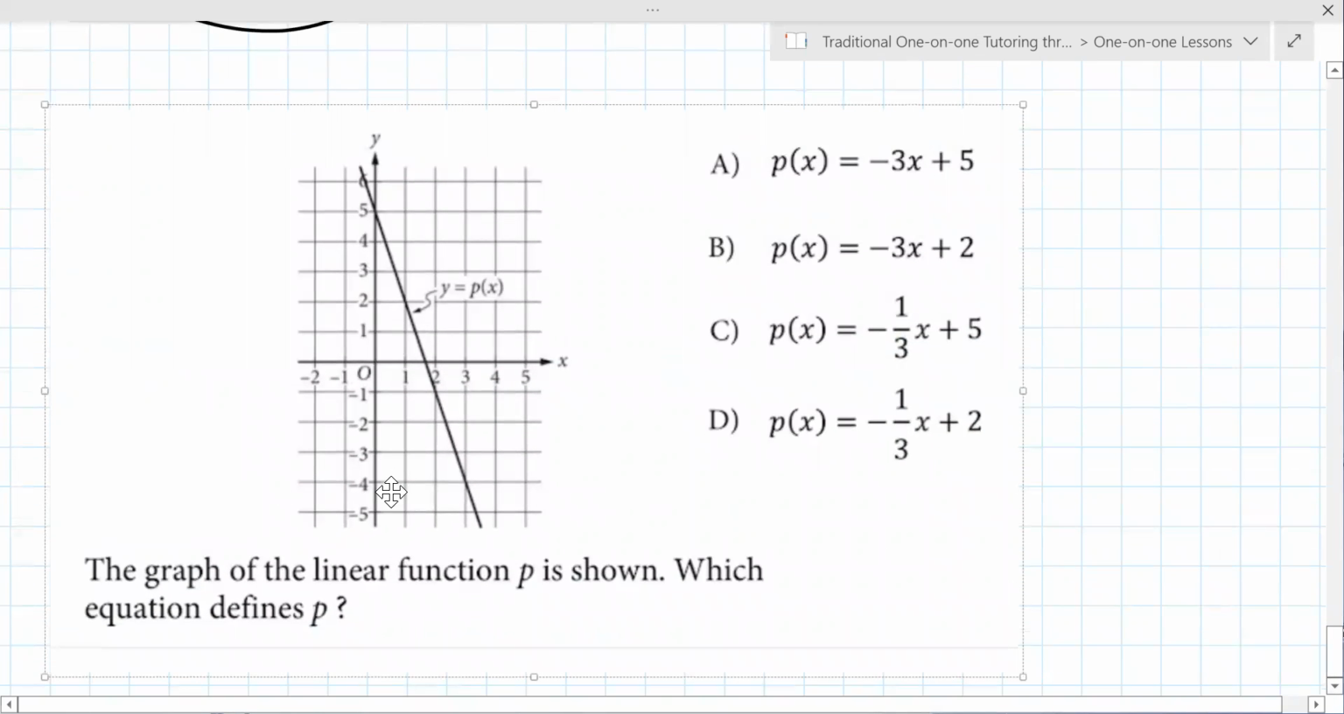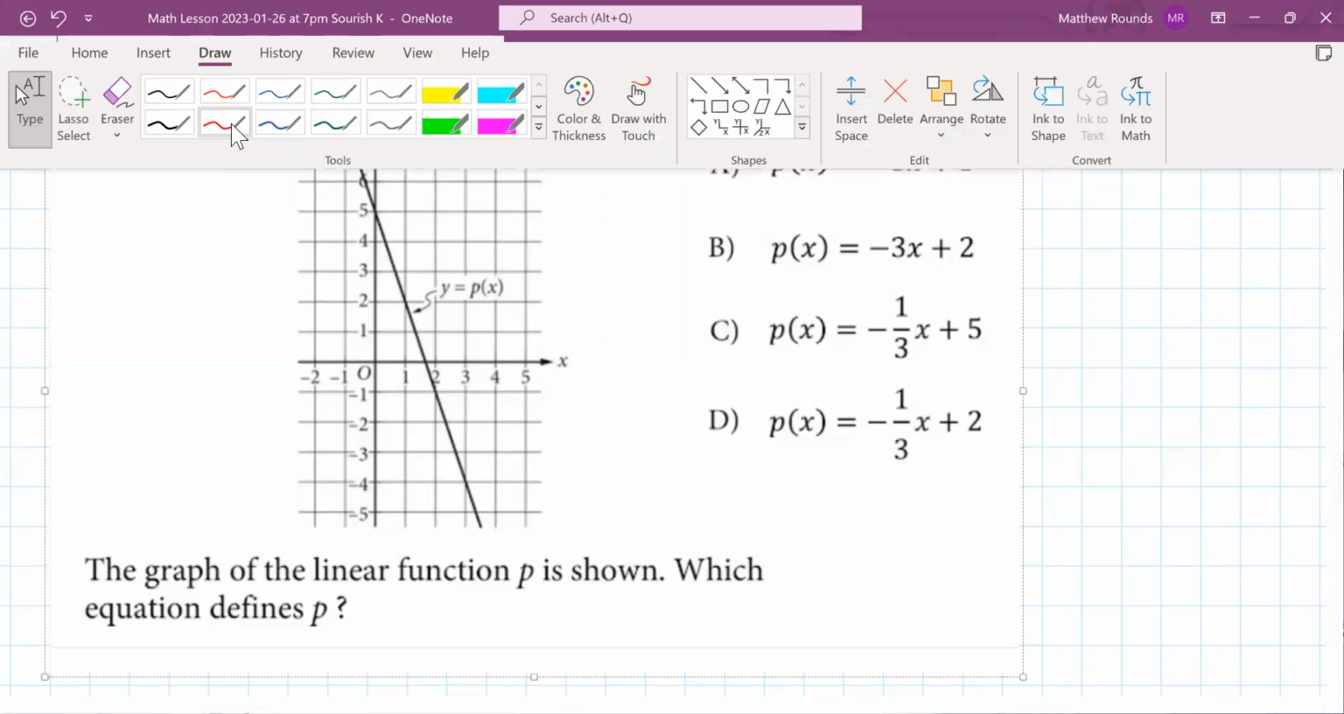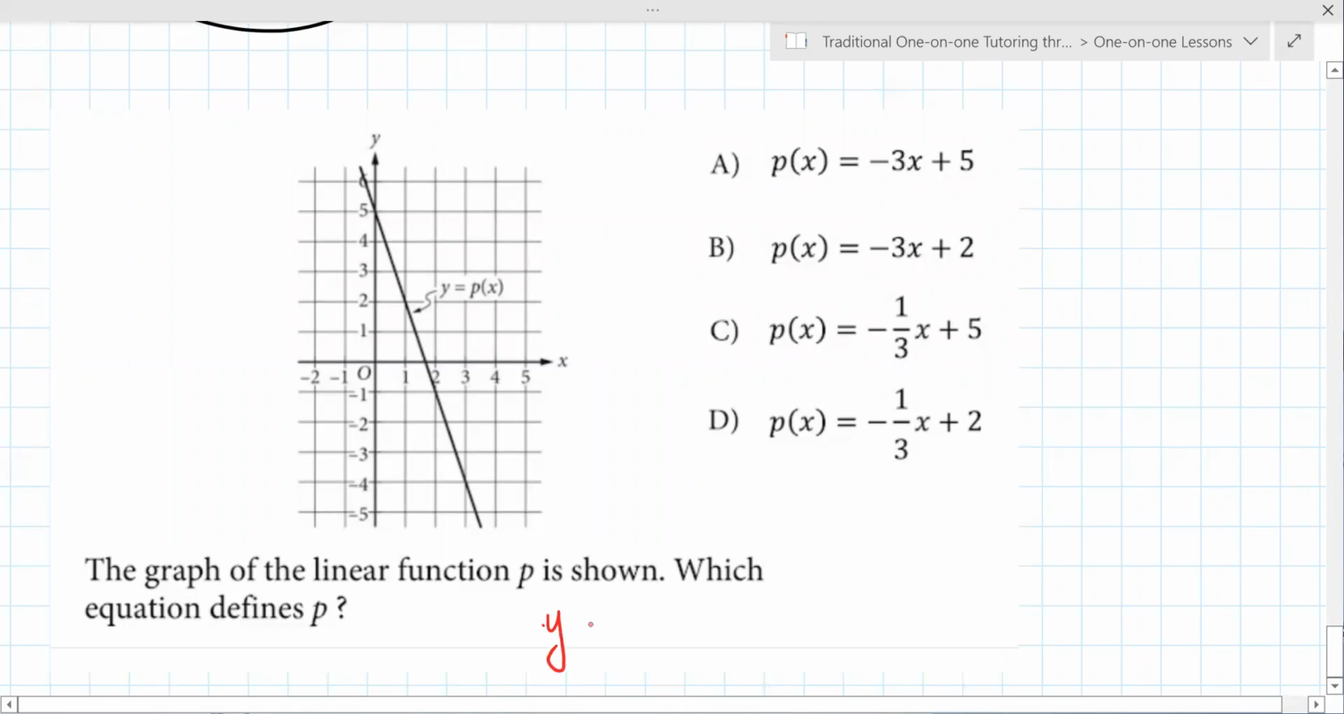It says the graph of the linear function p is shown. Which equation defines p? So the first thing I want you to do is tell me the y-intercept of the graph. What is the y-intercept of the graph?